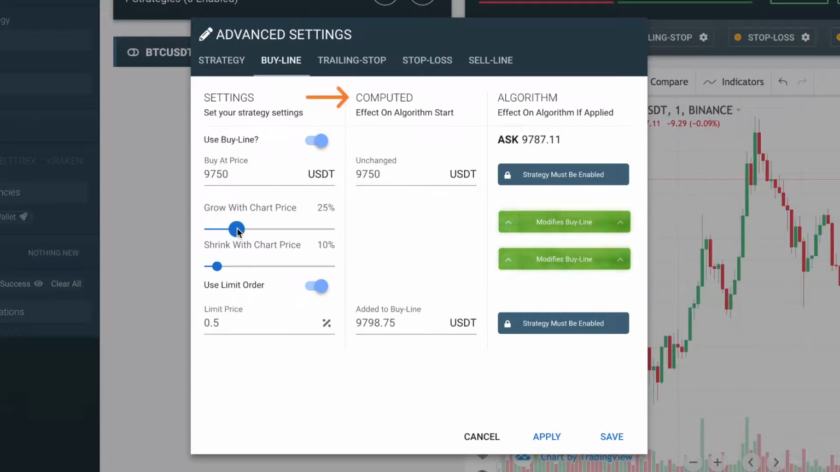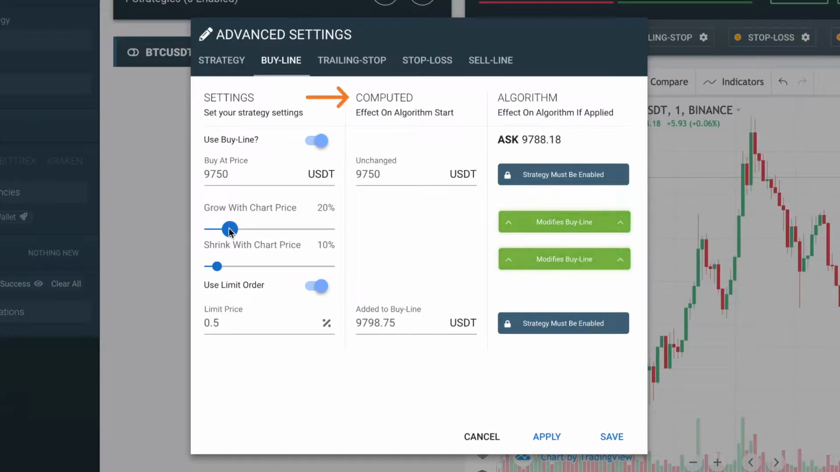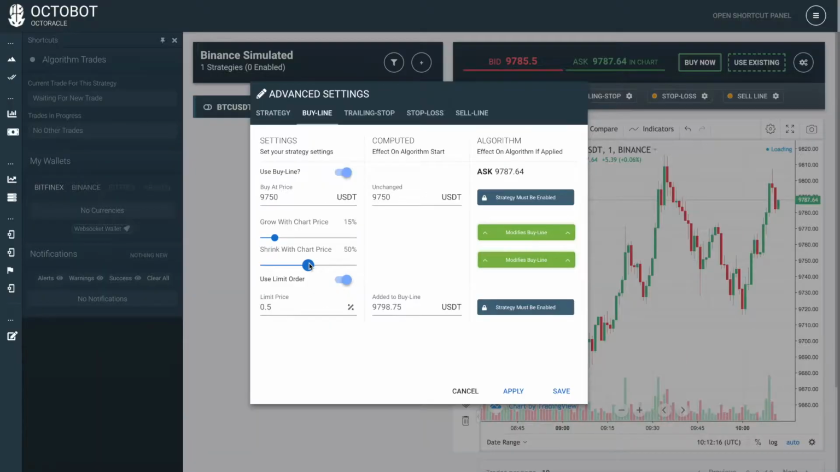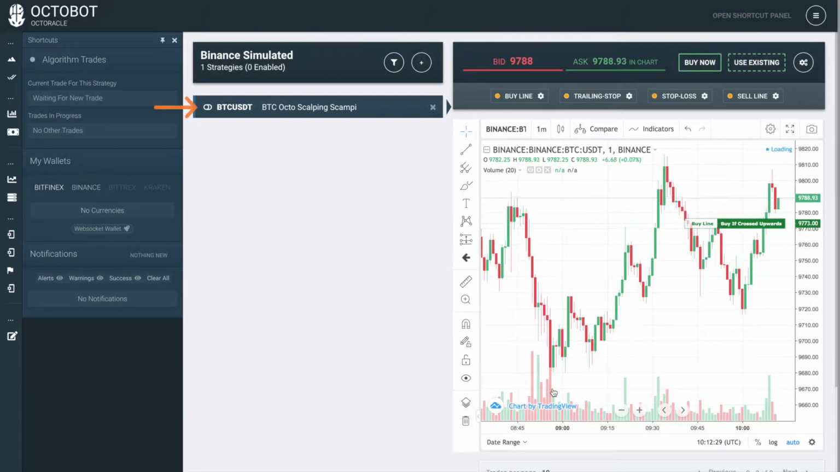In the computed column of the settings screen, one can see the effects of the applied algorithm and the respective growth and shrink factors on the buy line. We decided to change the buy at price to $9,770. Once you're satisfied with the initial buyline setup, hit save and activate the strategy by clicking the slider next to the strategy pair and name.